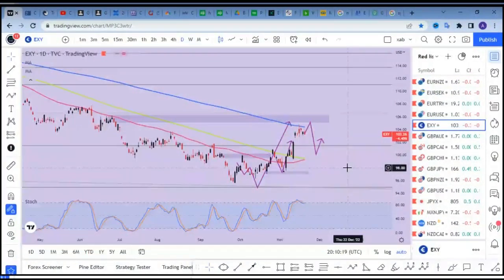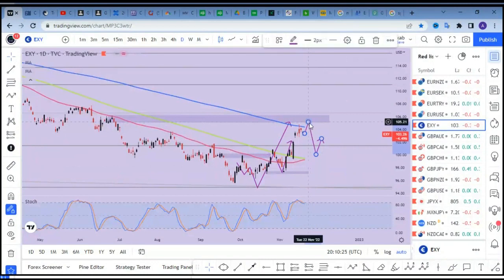So this is EXY. We're expecting it to temporarily get stronger, tap into this supply zone, and then we can get that drop.